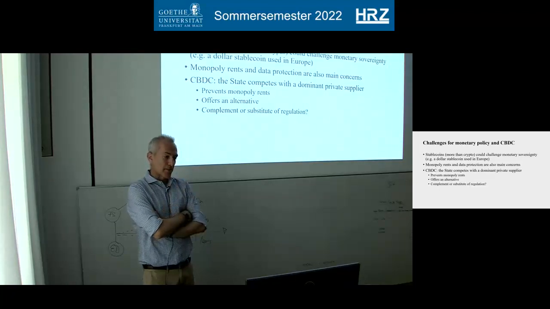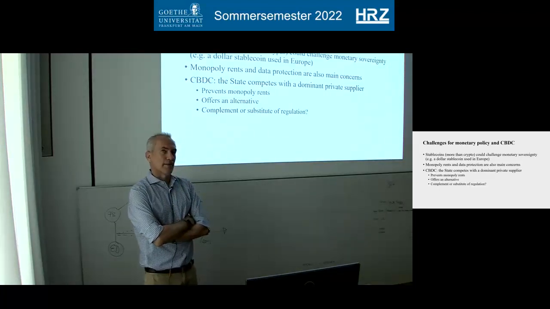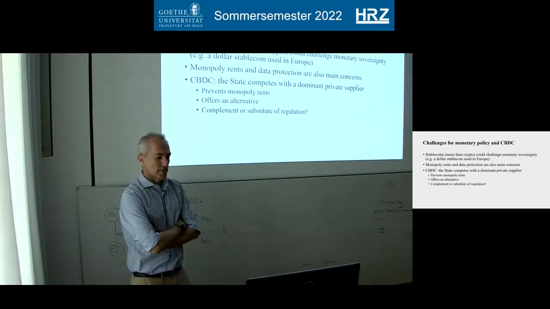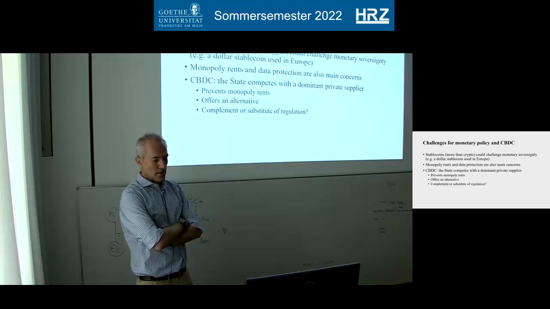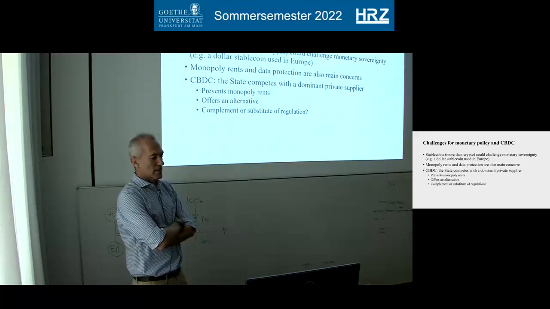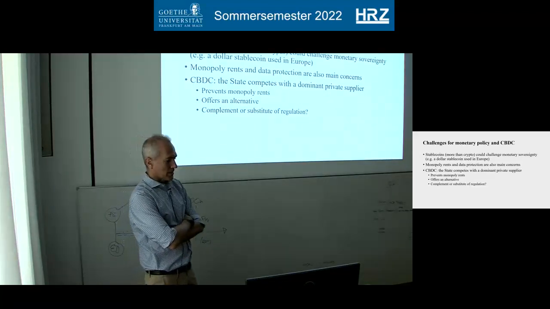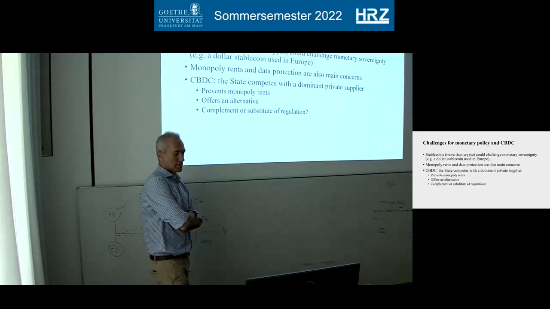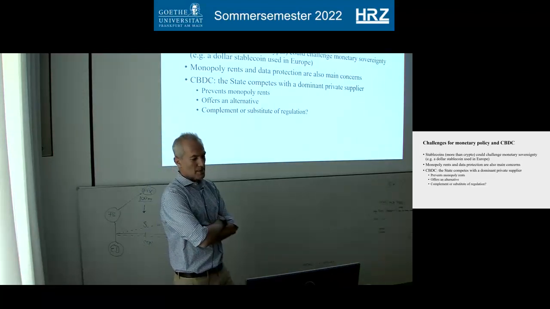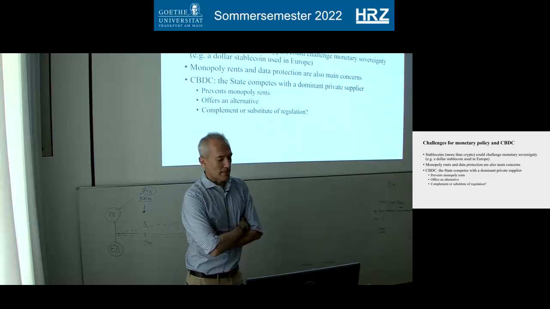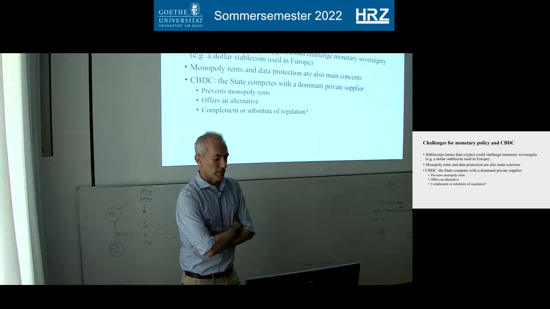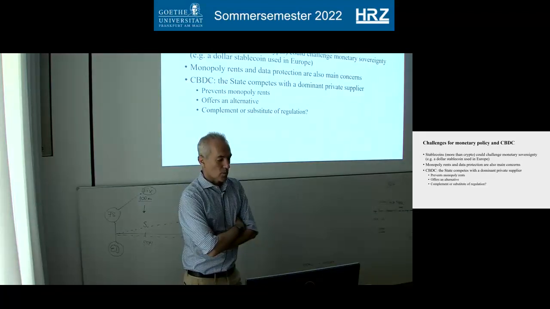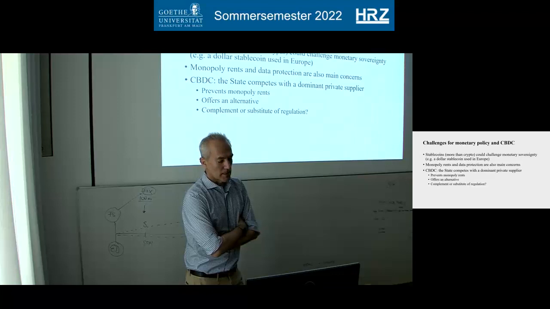All these fears have led to the push for central banks to issue their own digital currencies in competition with the private supplier. This is what the CBDC, the central bank digital currency, tries to do, and next week we'll have a lecture on CBDC. Here, the idea is that the central bank of the state competes with a potentially dominant private supplier. So why does it want to do that?